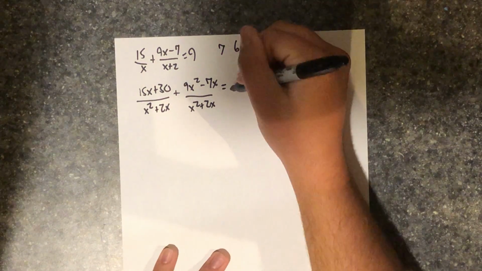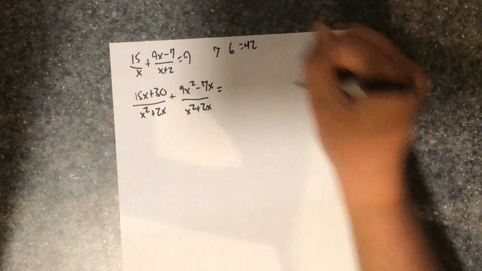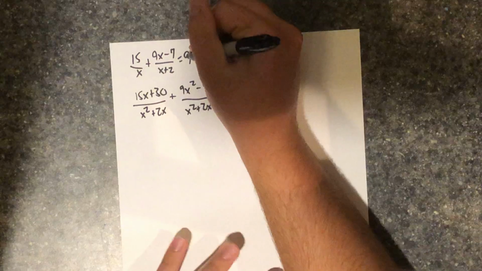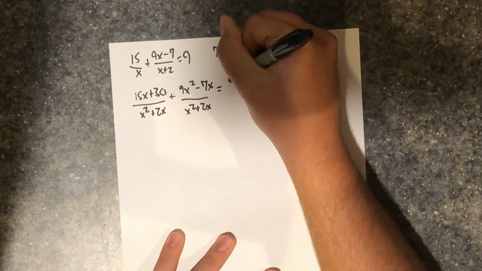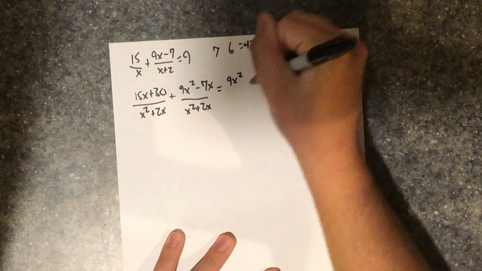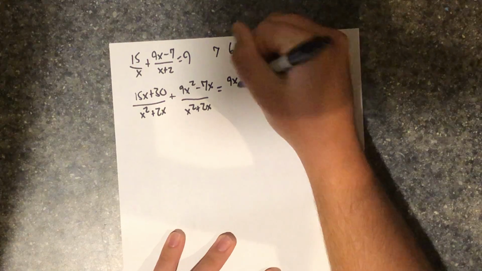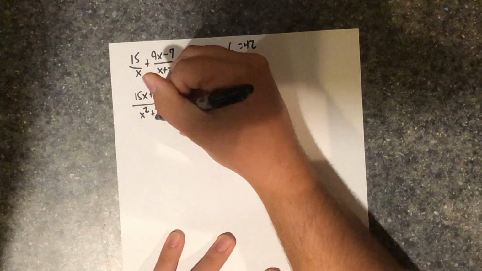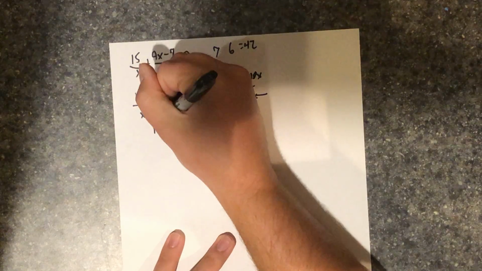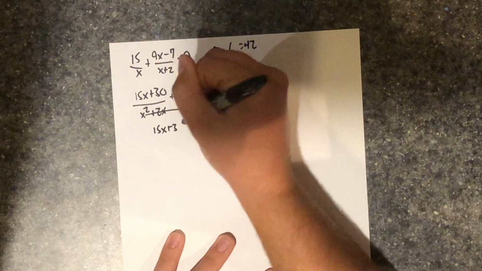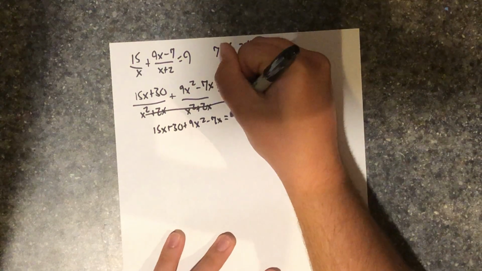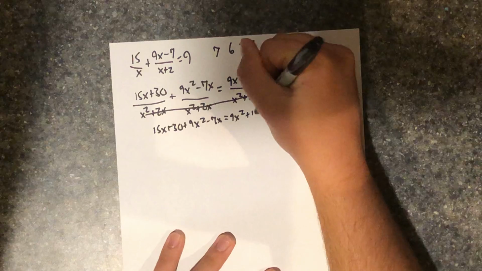And then the 9 we multiply by the x squared plus the 2x, because all we have is the 1 on the bottom, so we have to get the whole thing. So 9 times x squared would be 9x squared, and 9 times 2x will be 18x. And just this is the same denominator. Now then we can just pretty much take out the denominator and move all this stuff into its own equation. Plus 9x squared minus 7x equals 9x squared plus 18x.